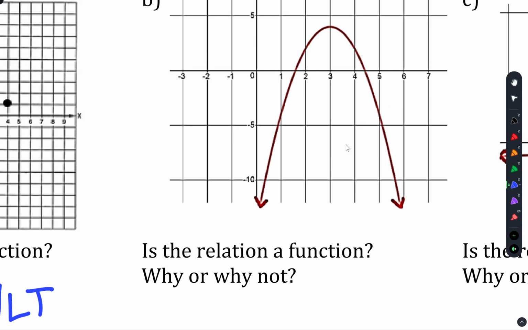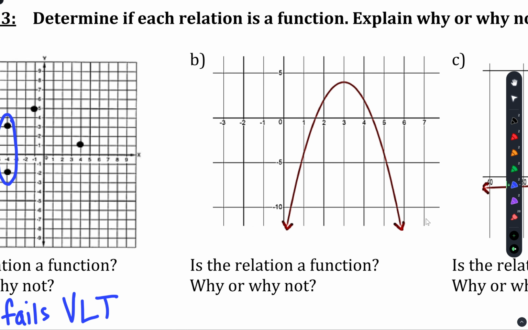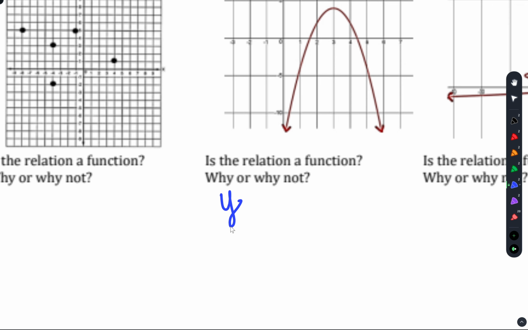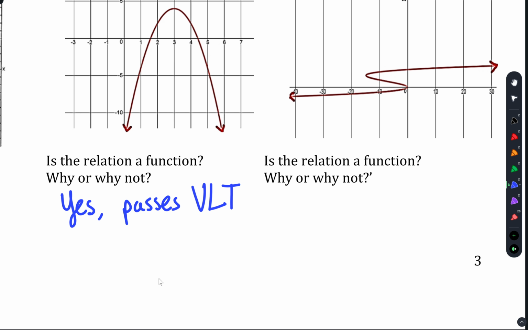Take your finger or your pencil. Let's look at letter B. I'm going to go across this graph with my vertical line. Do I ever touch this graph more than once? No. So does it pass the vertical line test? So it's a function. Passes VLT.